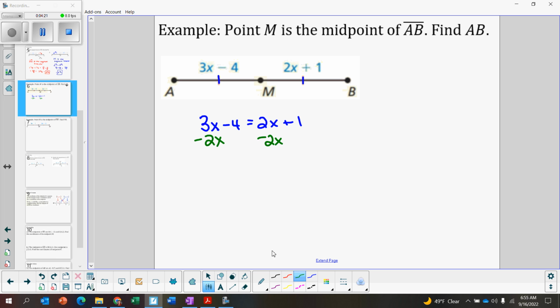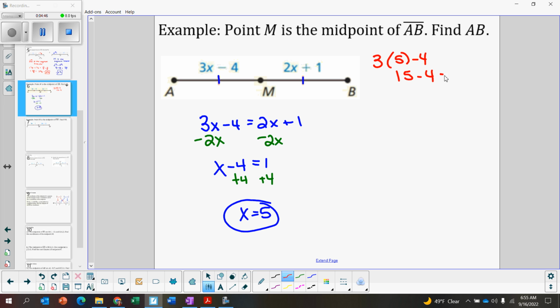All right, we'll take away 2x from both sides. We'll add 4 to both sides, and we get x is 5. So I can plug it into each one individually, and I'll make sure that I do get the same thing when I plug it in. That's how I'll know if I'm right or not. So 3 times 5 minus 4, 15 minus 4 is 11. And then 2 times 5 plus 1, 10 plus 1 is 11. So we have 11 plus 11, AB is 22.